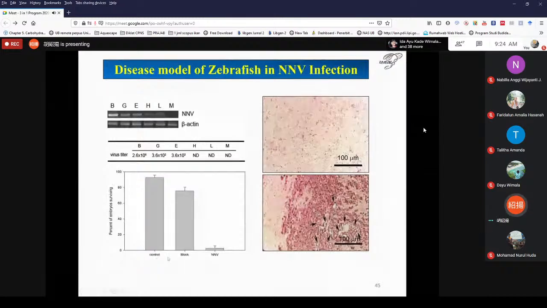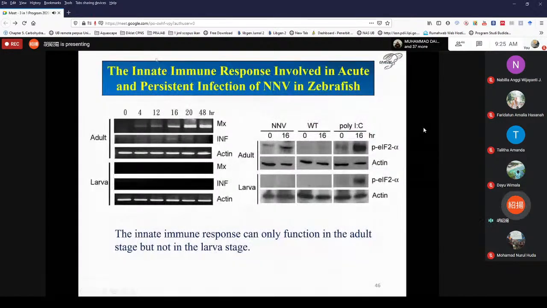If we inject the virus and the surviving fish grow up, we prepare tissue sections. You can see many infection symptoms in the tissue sections. Then we checked the innate immune response after NNV injection. Okay, we find in the pufferfish larva stage that no Mx and interferon are expressed.